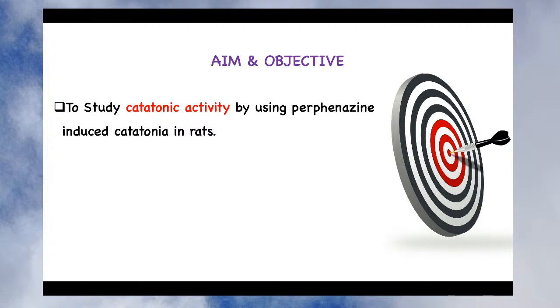The first objective is to study cataleptic activity by using perphenazine induced catalepsy in the rat. Try to remember, perphenazine is basically an antipsychotic drug belonging to the category of phenothiazine, and it has the ability to produce catalepsy. Catalepsy is a side effect of perphenazine, not its primary pharmacological action. So you are studying this side effect of phenothiazine. The drug belonging to this category that we are using today is perphenazine.